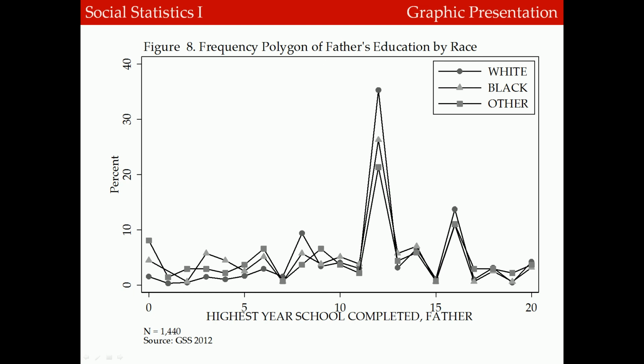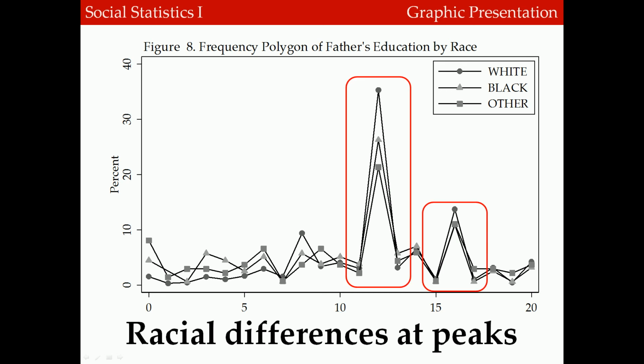And so as an example of that, here's a graph showing father's education for different racial groups, whites, blacks, and other. Notice that whites are indicated by the circle, the triangle is used to represent blacks, and then the square is used to represent other racial groups. So we can see several different patterns. For one thing, we see that there's differences at some of the peaks. We see that whites have fathers who are more educated than blacks and other. And that's true for 12 years of education, and looks to be true for 16 years of education, although the difference between black and other is less pronounced at 16 years.